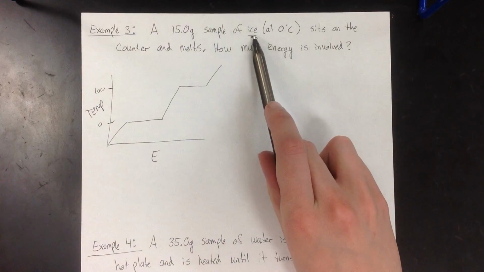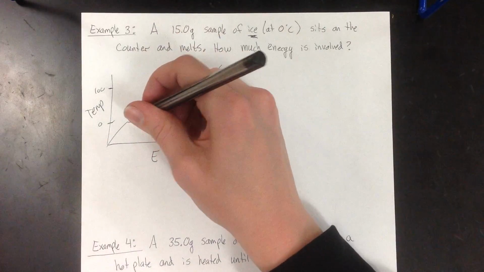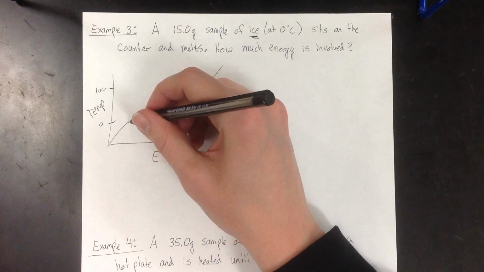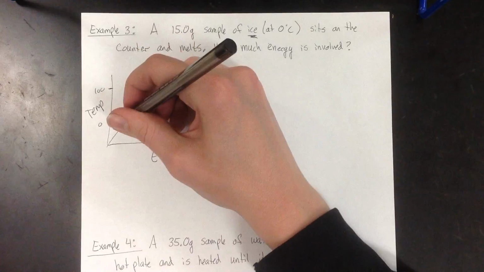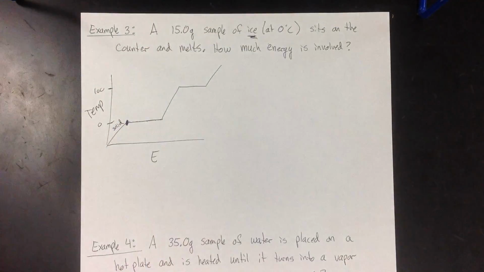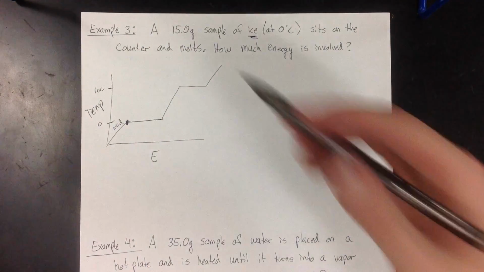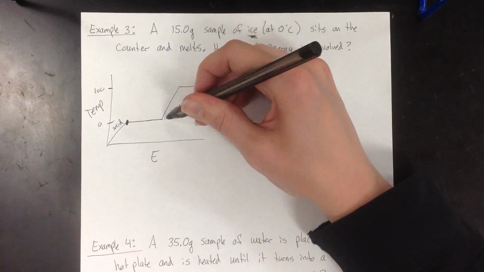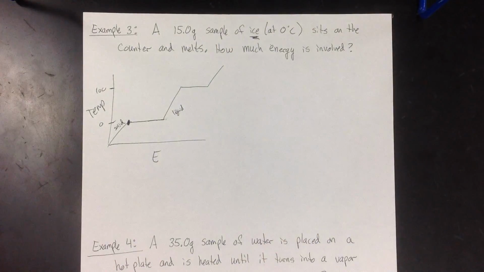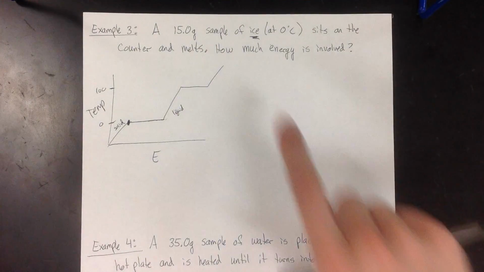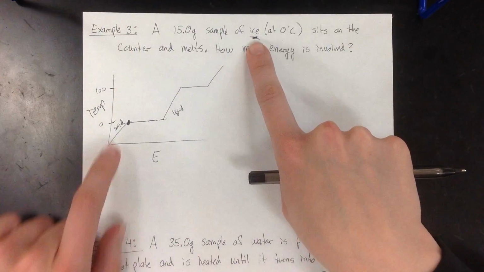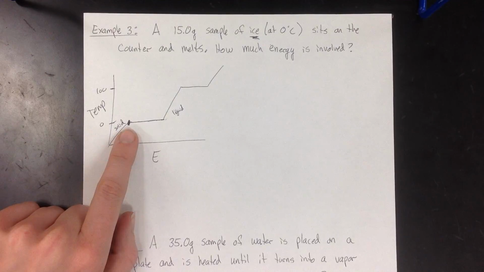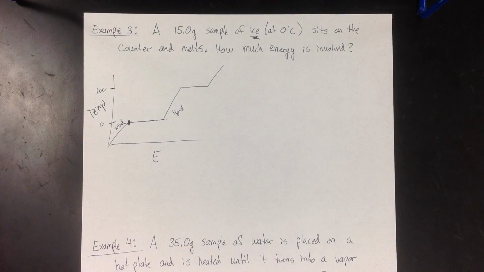So because of that ice component, I'm not only at 0 degrees Celsius, but I'm also here where I'm a solid. If it had said a liquid at 0 degrees Celsius, I would have been way over here, because this is your liquid line. And at this point, that would be where I'm a liquid at 0 degrees Celsius. It told me ice, so I know I'm a solid at 0, so I'm going to start on this left side of my line. It sits on the counter and melts.